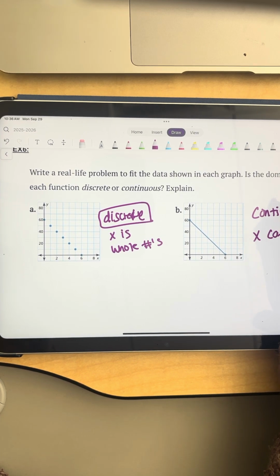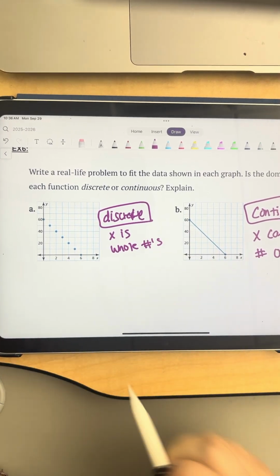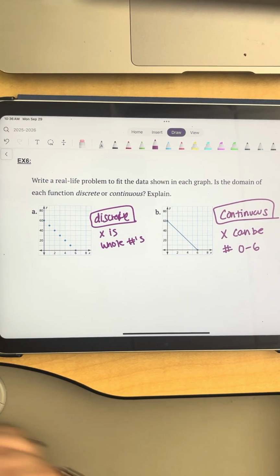So X can be numbers from 0 to 6, like anything in between that. So it's included in all of those X values. And so that would be why that is continuous.